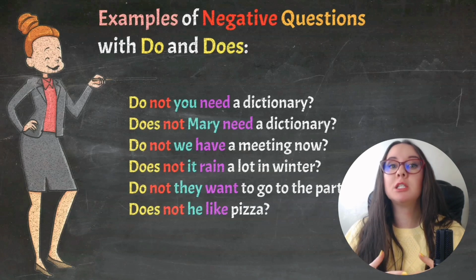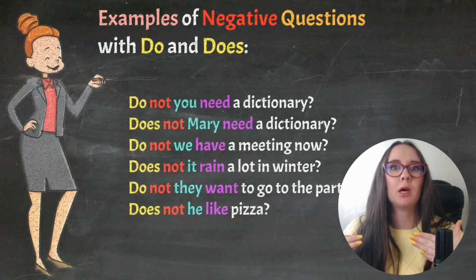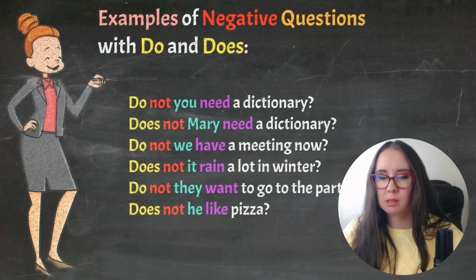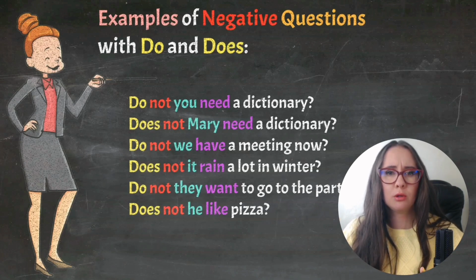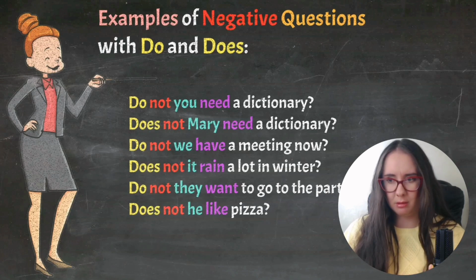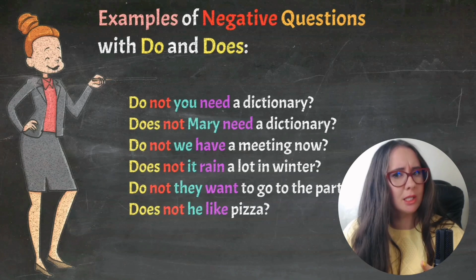Examples of negative questions with do and does. Of course, we have positive questions and we have negative questions, because sometimes we can ask in this context a question like, do not you need a dictionary? Don't you need a dictionary? Like, don't you need something? Does not Mary need a dictionary?